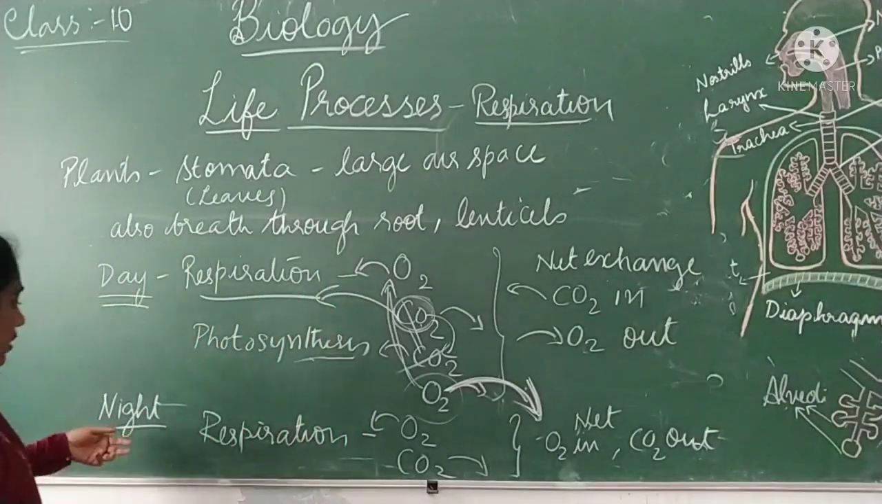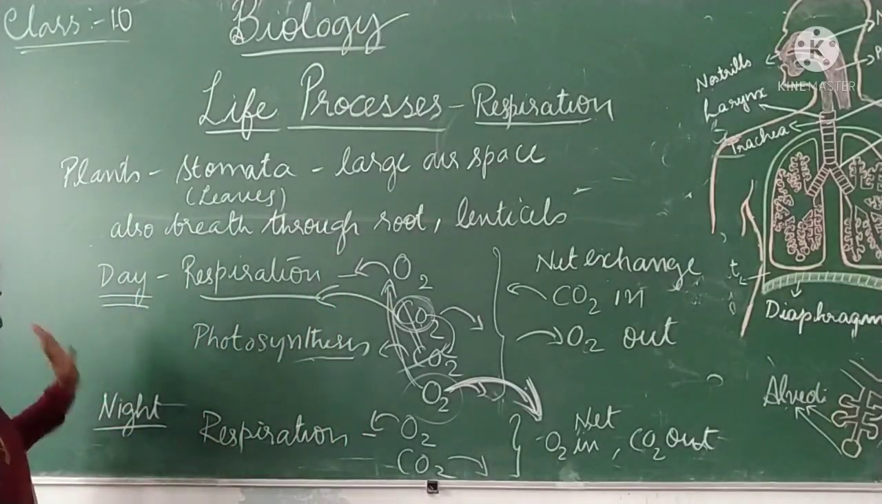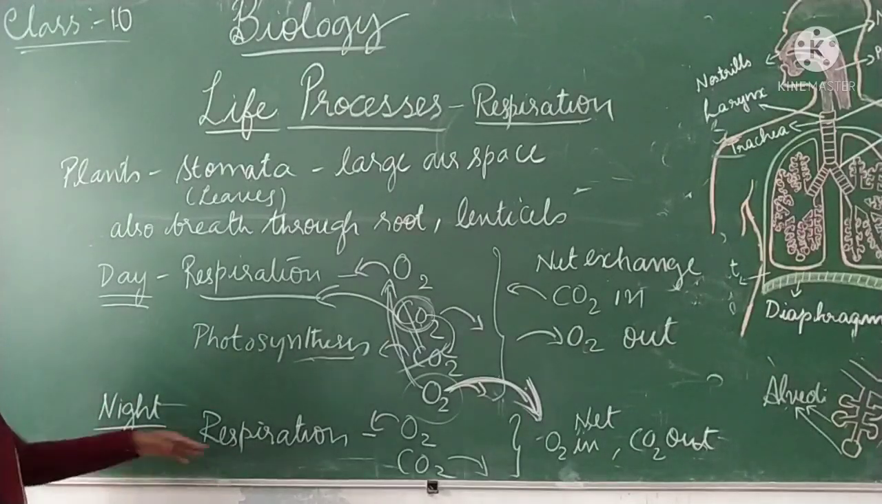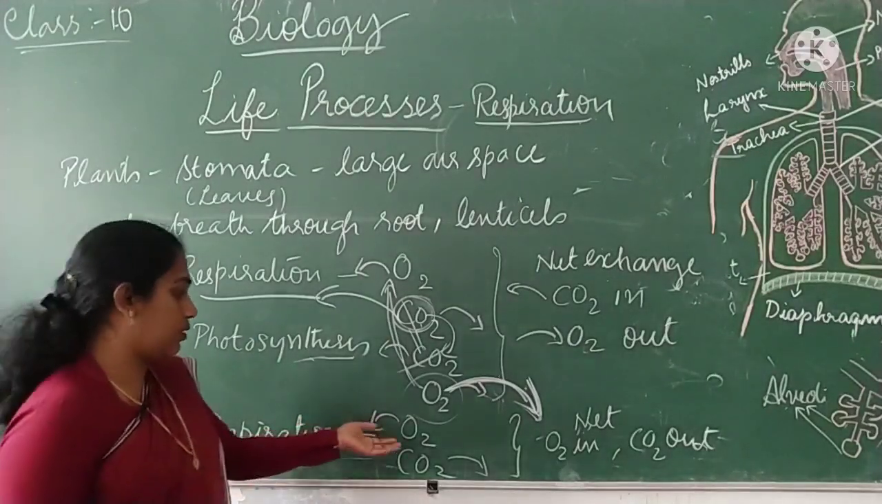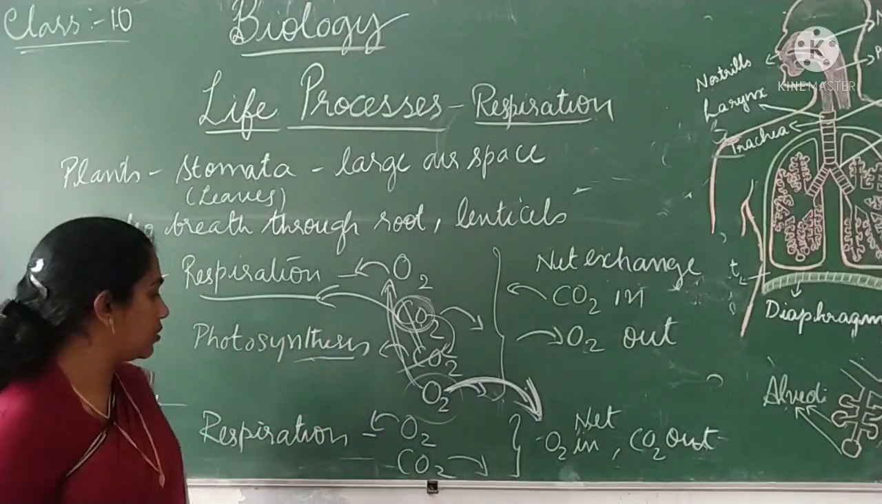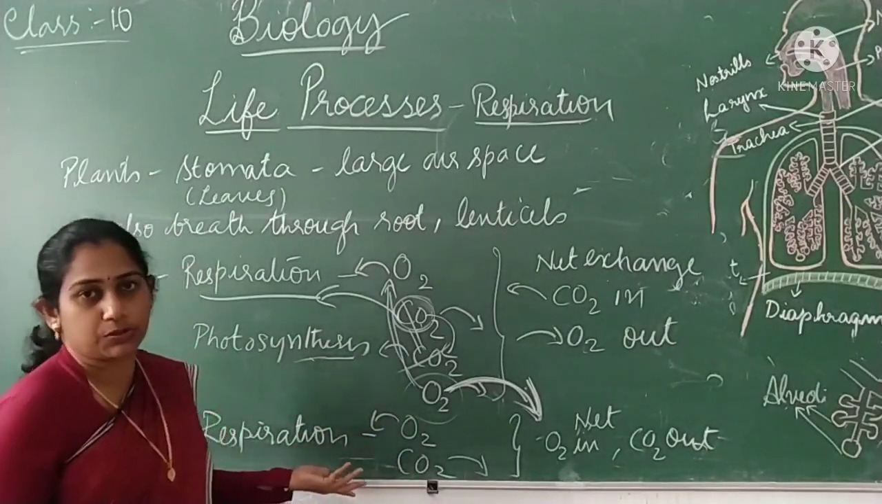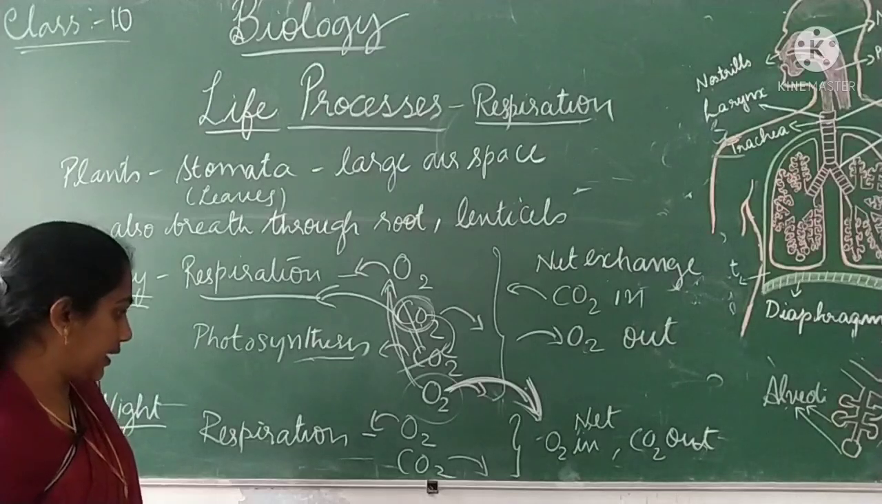What is the case during night? During night there is no photosynthesis, only respiration. So during respiration what has been taken in? Oxygen is taken in, carbon dioxide has been given out. That carbon dioxide is not used up because no photosynthesis is happening during the night time.